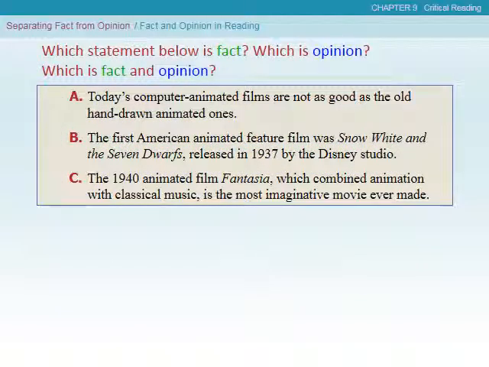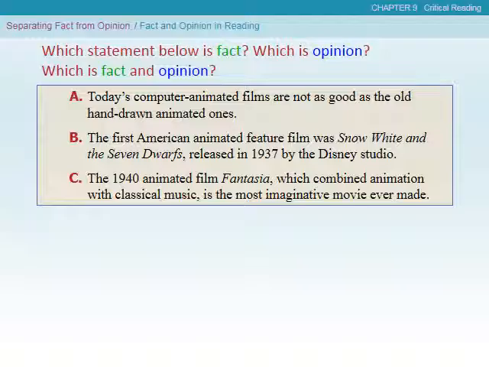All right, so let's look at these ones. Which one's a fact and which is an opinion? Today's computer animated films are not as good as the old hand-drawn animated ones. The first American animated feature was Snow White and the Seven Dwarfs, released in 1937 by the Disney Studio. In 1940, animated film Fantasia, which combined animation with classical music, is the most imaginative movie ever made.